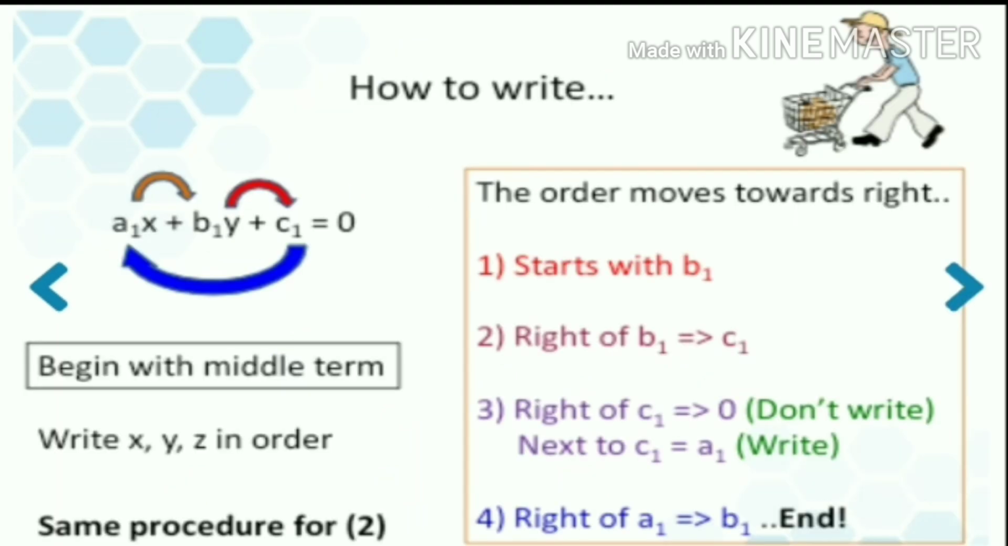Here the equation is given as a1x plus b1y plus c1. We need to find the values of a1, b1, c1 and a2, b2 and c2, and we'll start with the middle term. So what is the middle term?